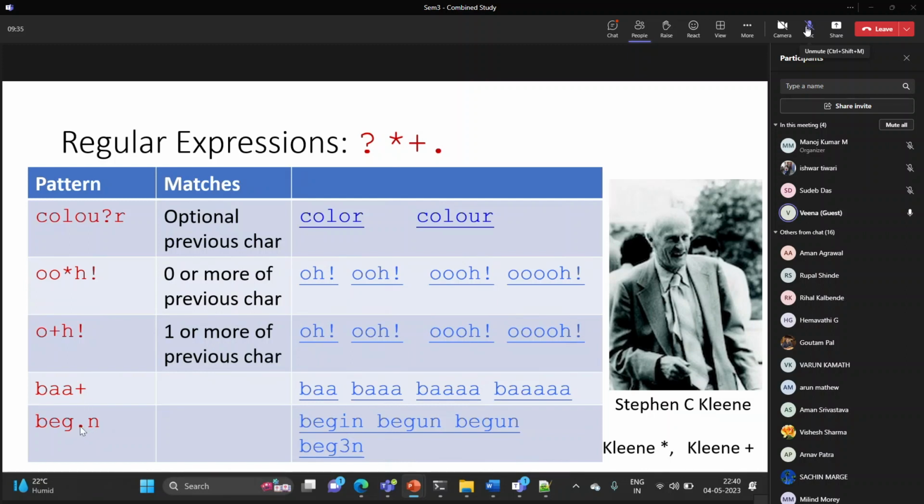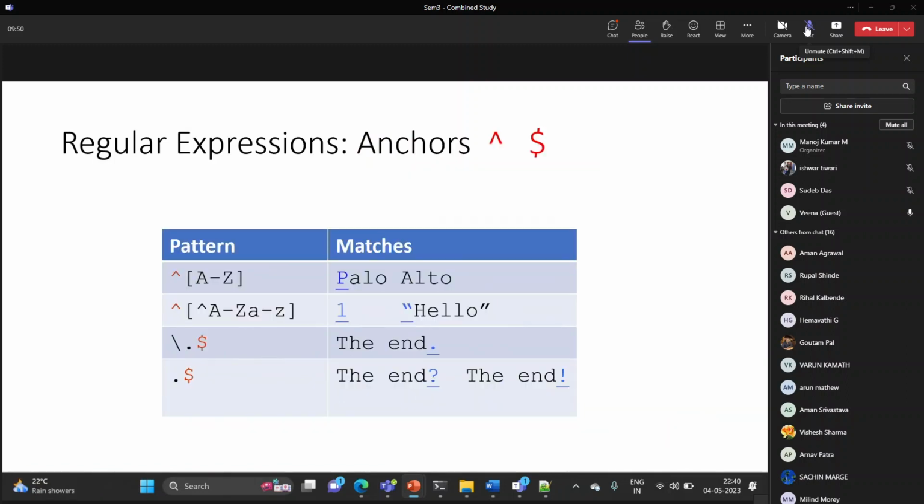Similarly, if you put a dot here, that dot can be replaced by any character, like begin, begun. So any character can replace that particular position. Okay. So here we are taking two characters. One is caret and the other one is dollar.